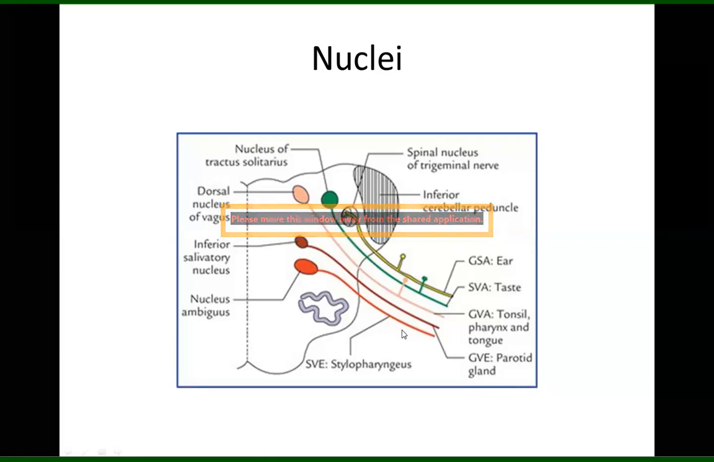So nucleus ambiguus will be giving fibers for the special visceral efferent component. Inferior salivatory nucleus for the parotid gland for the general visceral efferent component. Dorsal nucleus of vagus is for the general visceral afferent component, more of that. And the nucleus of tractus solitarius is for the taste and again for the general visceral afferent component.